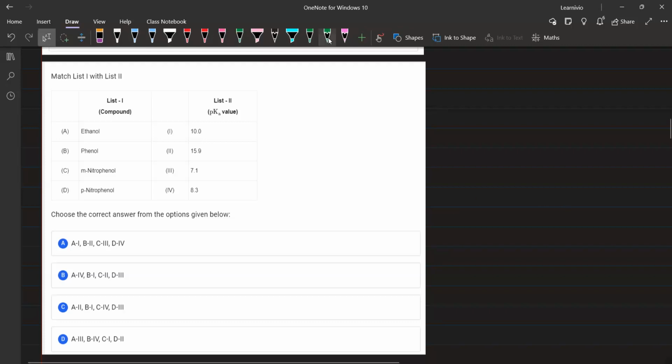We have got one answer. Okay, Shahid. You cannot really choose. I mean, you have to look at each of them: ethanol, phenol, and nitrophenol. Okay, Maria.